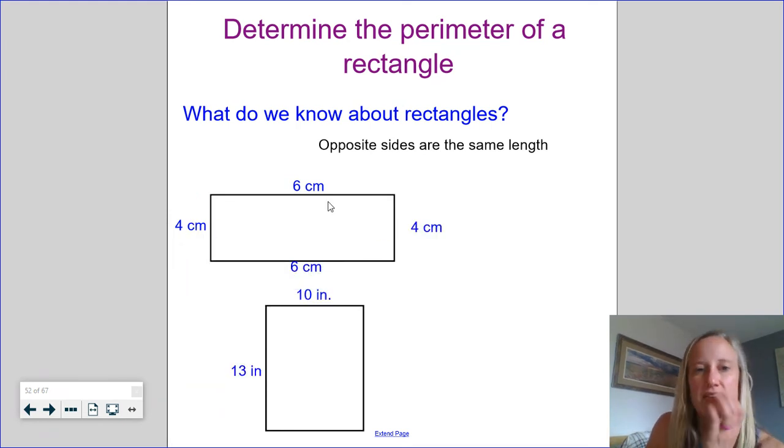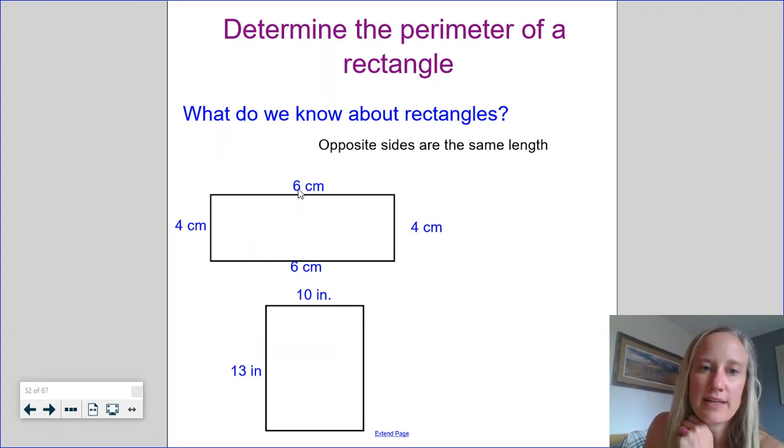So when I add it together, it's going to be 6 plus 4 plus 6 plus 4. Or I like to do 6 plus 6 plus 4 plus 4. 6 plus 6 is 12. 4 plus 4 is 8. And so this is going to be 12 plus 8. So it would have a perimeter of 12 plus 8, 20 centimeters.